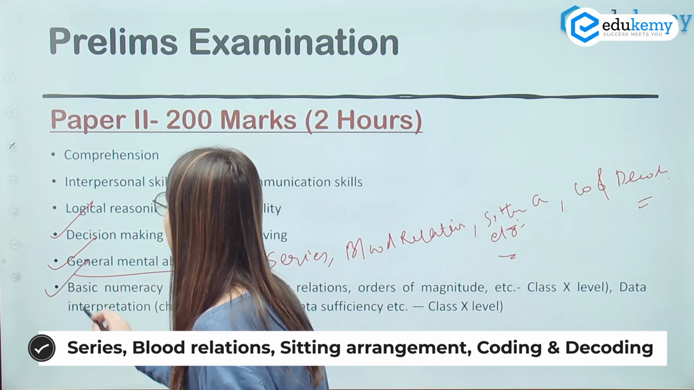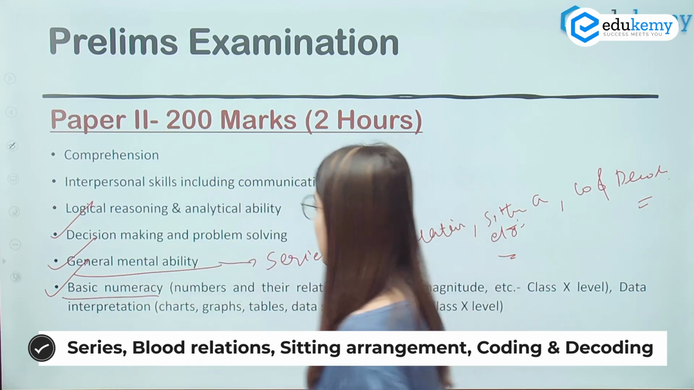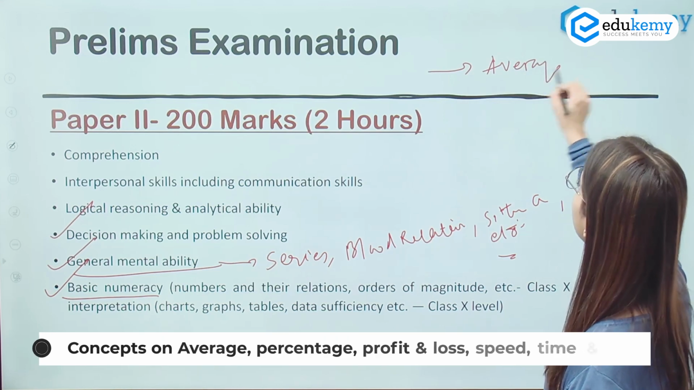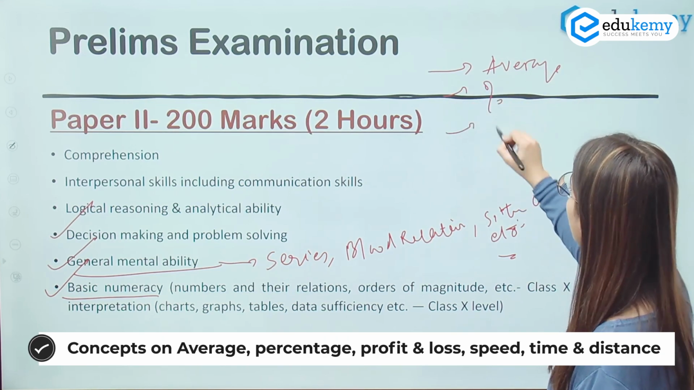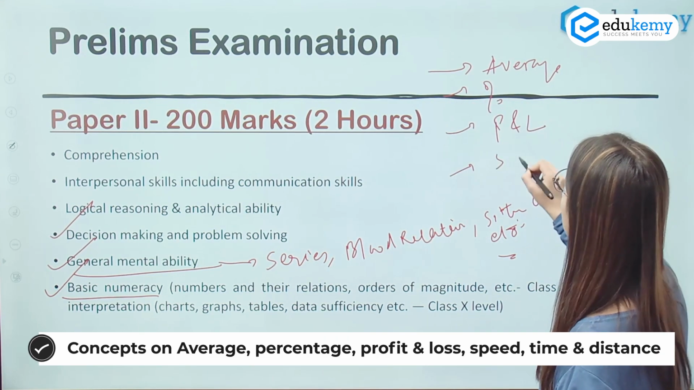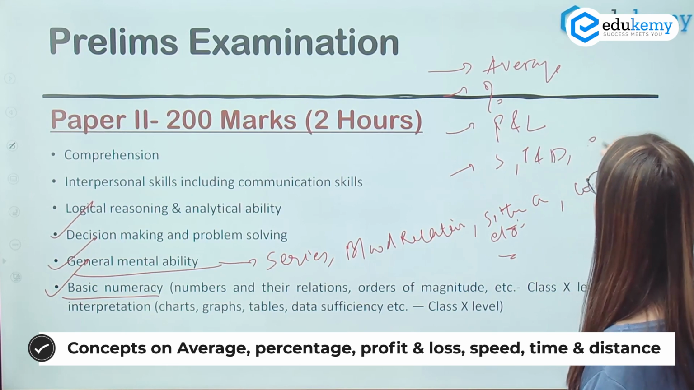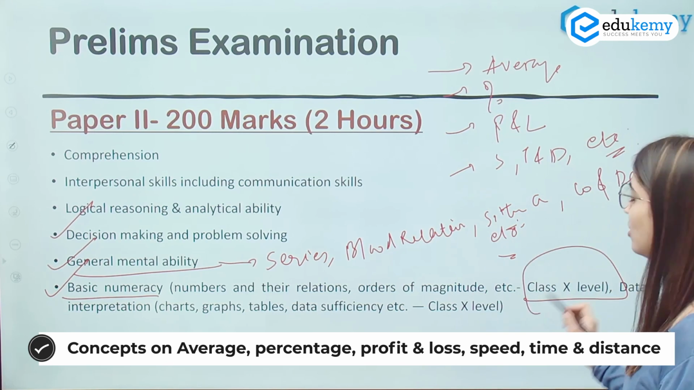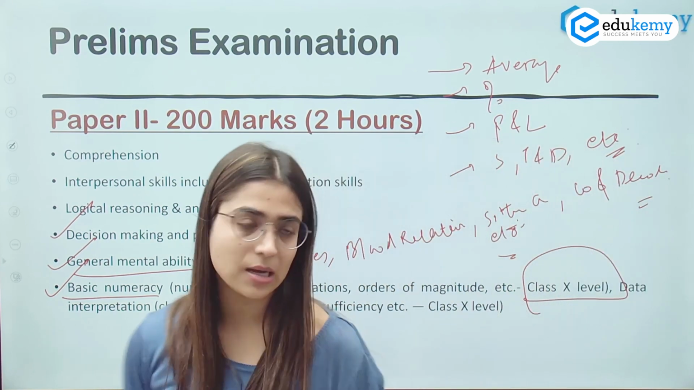So moving forward, next is basic numeracy. In basic numeracy, you need to know the basic concepts of average, percentage, profit and loss, speed, time and distance, etc. Okay. For this, you should know maths up to 10th level.